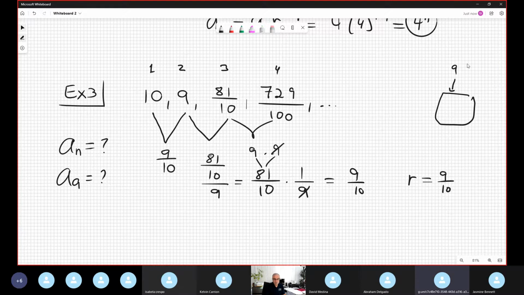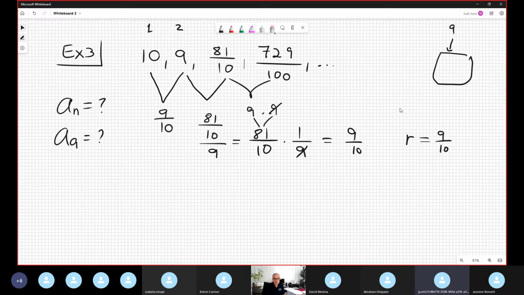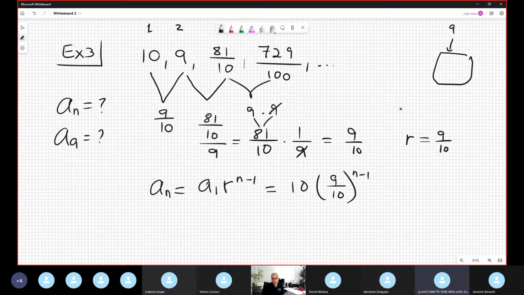So my formula is a sub n for any position is equal to the first one, a sub 1, and the first one is 10. And the common ratio is 9 over 10, raised to the n minus 1. Wow, this is a formula. You can leave it like that.